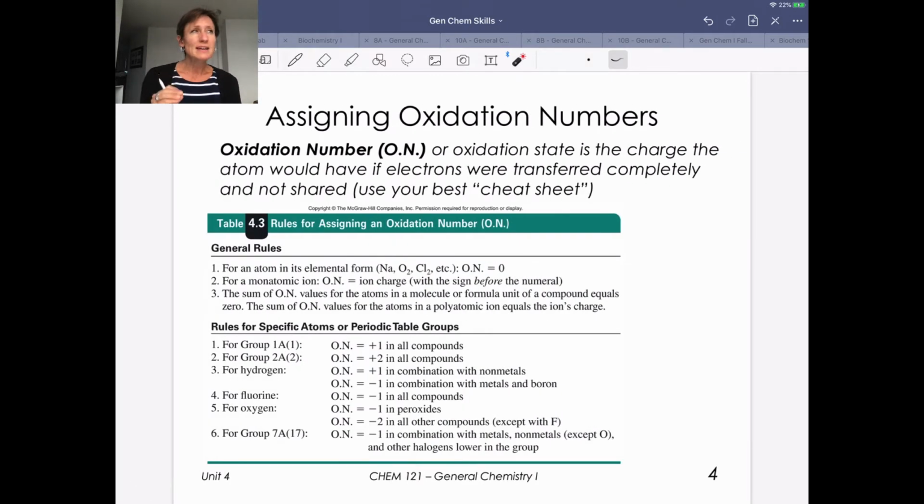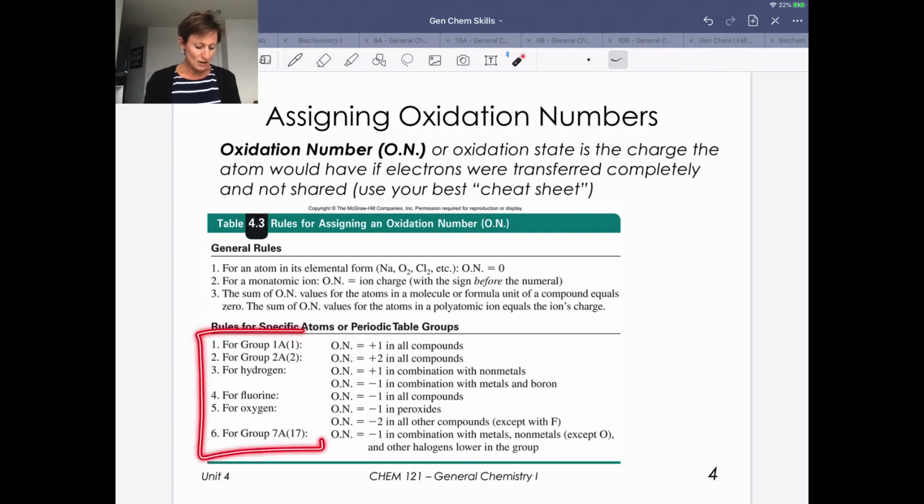All right, so the big meaty part of this skill is really thinking about how we assign and then use oxidation numbers. An oxidation number, which we'll abbreviate ON, really refers to what we call the oxidation state. You can imagine this if we were to imagine that an atom were to completely transfer its electrons, not necessarily share them, but if we imagine it was part of an ionic compound, what would the charge on it be? And so the periodic table is again going to be our best cheat sheet.